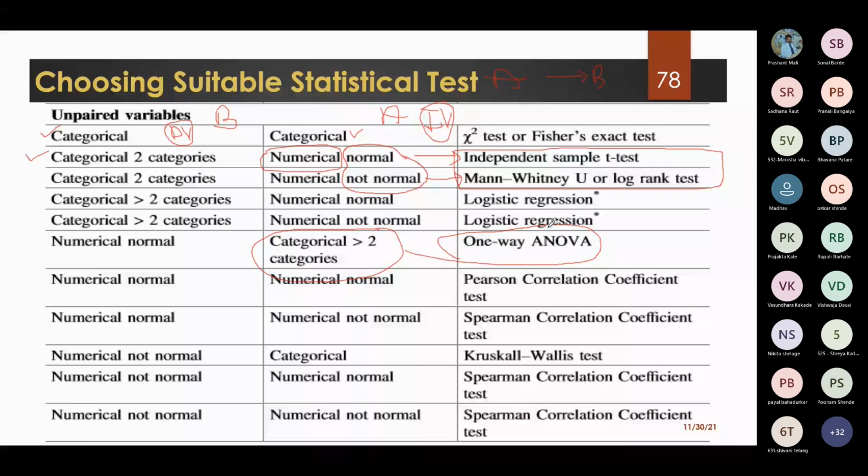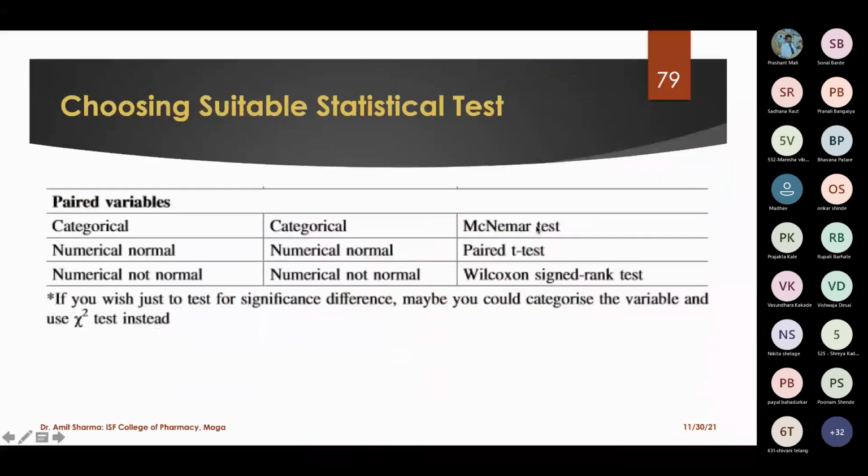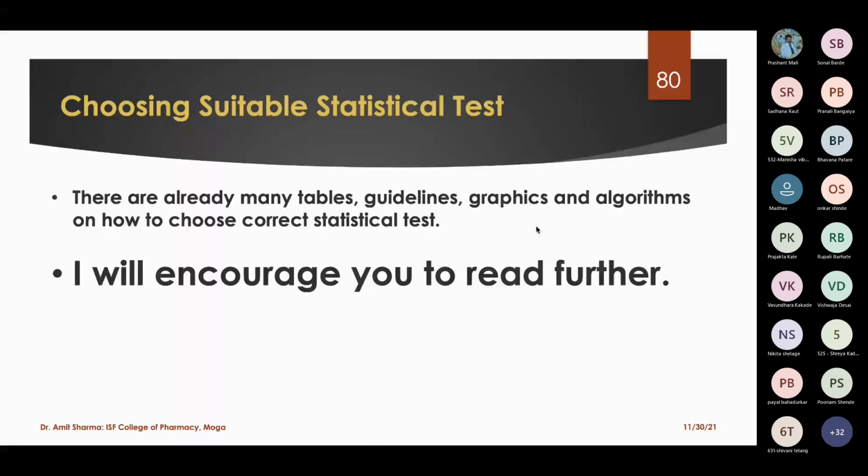So this was the method of how we choose the appropriate statistical test for our research. So I'll encourage you to read further. There are different tables, guidelines, graphics, or algorithms available on the internet, but make sure that you are following a genuine source. Clear?